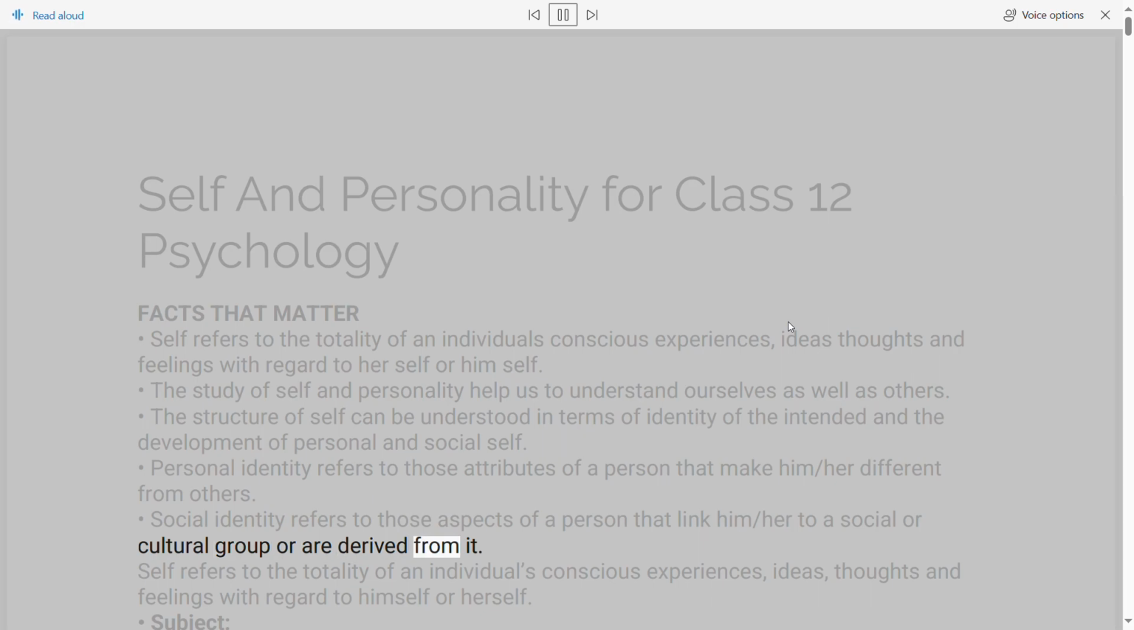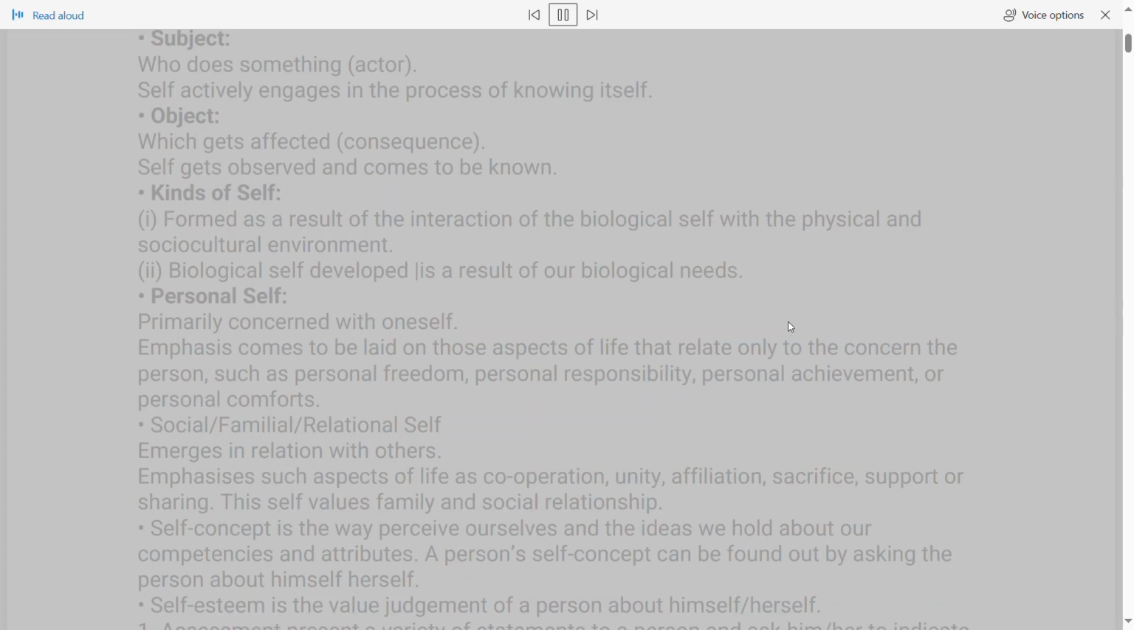Self refers to the totality of an individual's conscious experiences, ideas, thoughts and feelings with regard to himself or herself. Subject: who does something, the actor. Self actively engages in the process of knowing itself. Object: which gets affected, the consequence. Self gets observed and comes to be known.